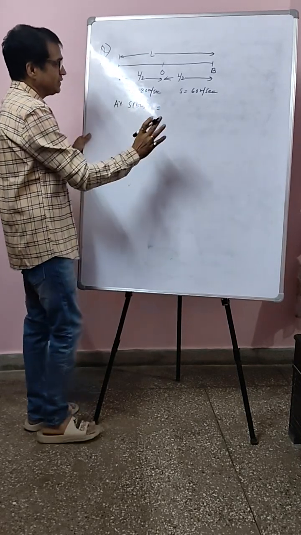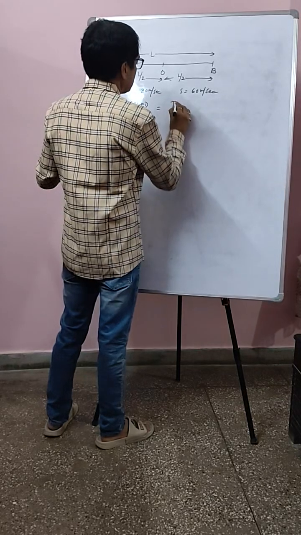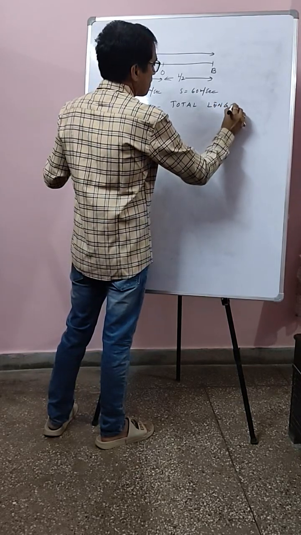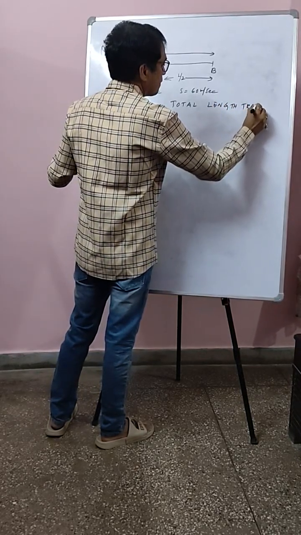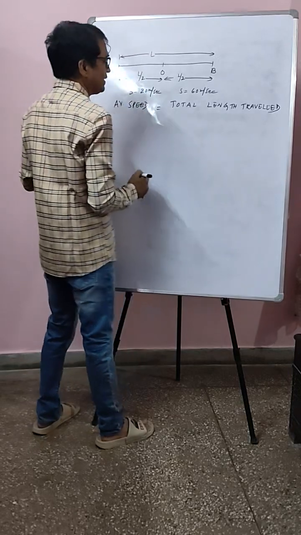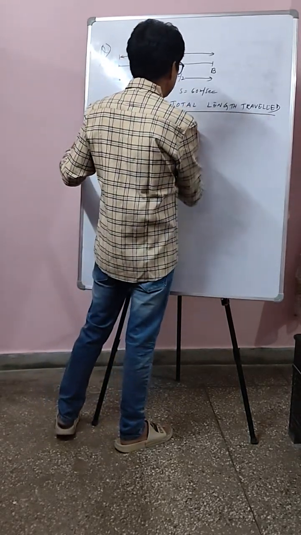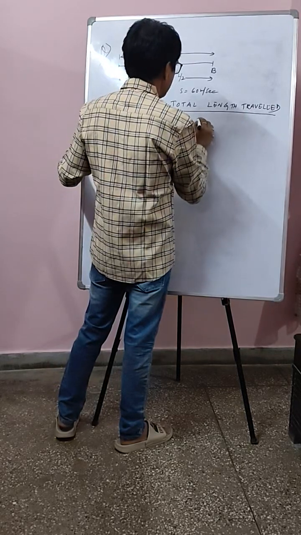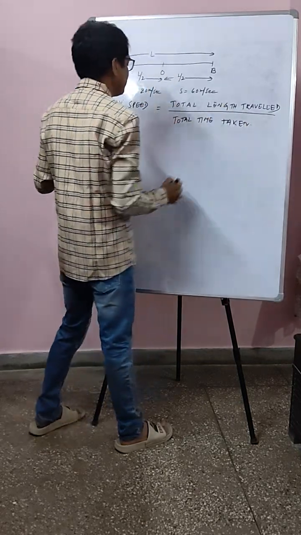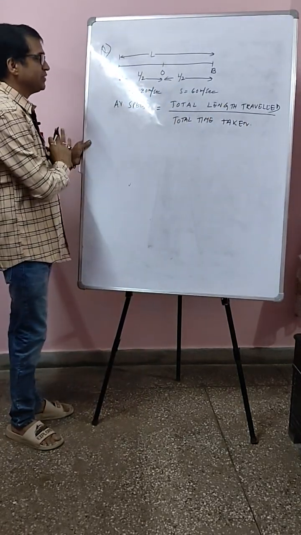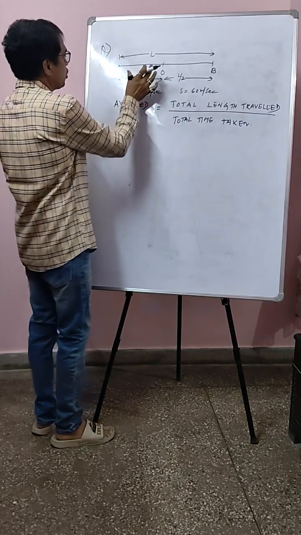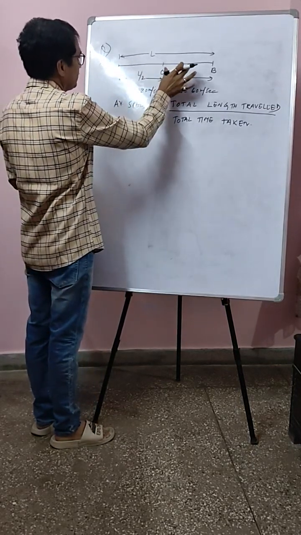Average speed is total length traveled divided by total time. So this is what we have to derive. Average speed equals total length traveled upon total time taken. We know the total length is L. So how much time does it take to cover the paths AO and OB?